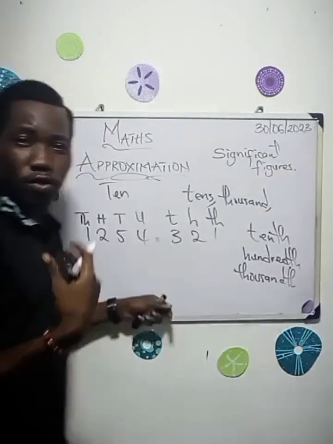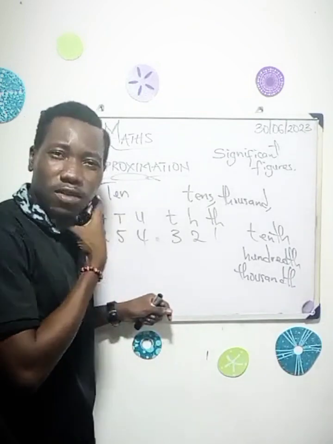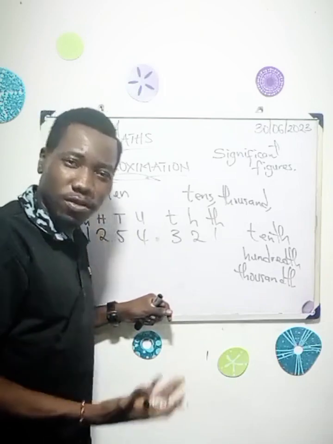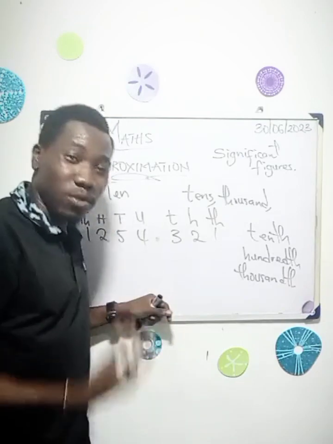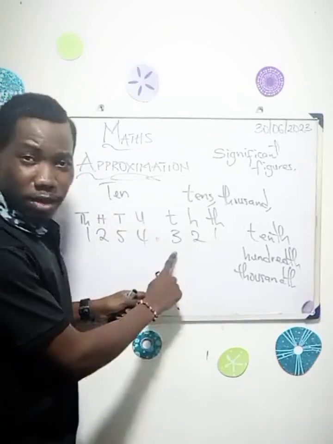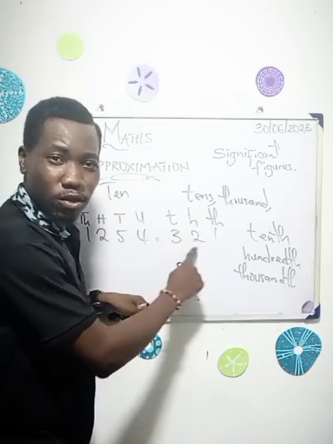So you'll see questions that say approximate to the nearest whole number. You see questions that say approximate to the nearest 1,000. You see questions that say approximate to the nearest tenths. You see questions that say approximate to decimal places. I've made mention of that already. One decimal place means one number after the decimal point. Two decimal places means two decimal.